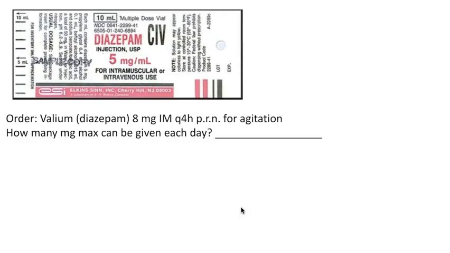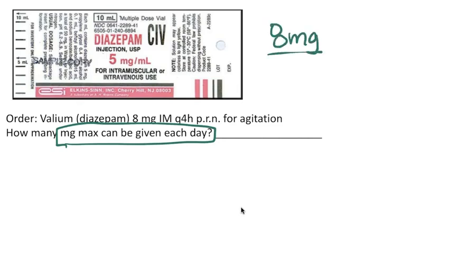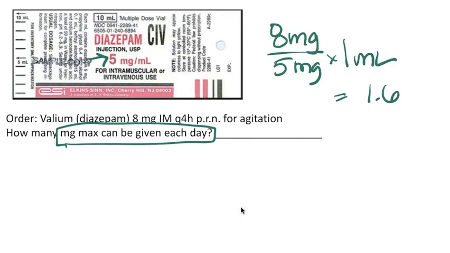How many milligrams max can be given each day? Okay, so in order to fill that out, I have to look at my doctor's order and my label concentration. And what do I have? I have 8 milligrams is what the doctor ordered. And my concentration is right here. I have 5 milligrams times 1 milliliter. Go to my calculator. 8 divided by 5 equals 1.6.